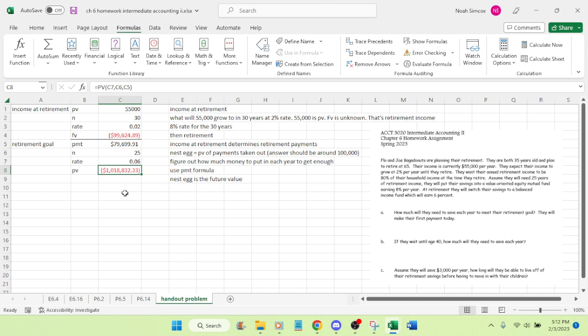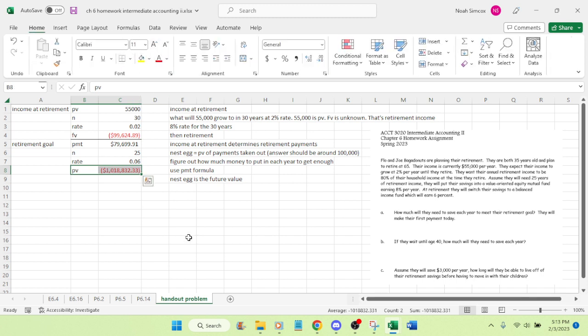So 30 years, amount saved per year. So this is the answer to A. And we're making their first payment today. Well, that changes everything. Gosh dang it.